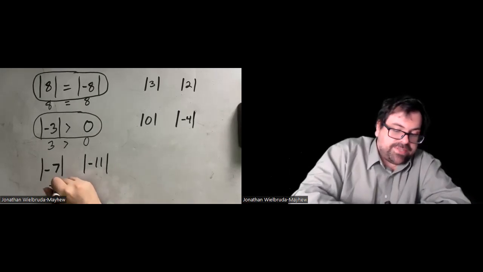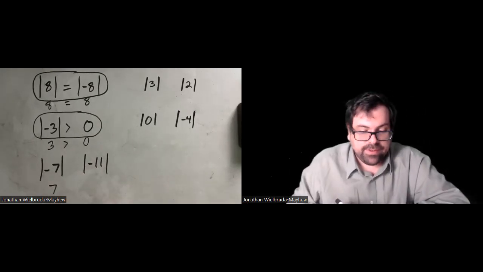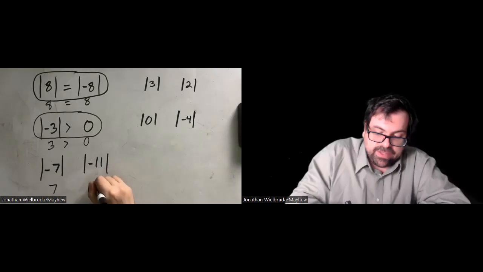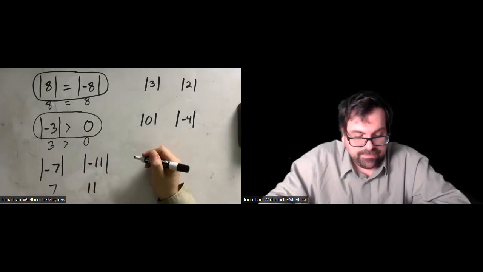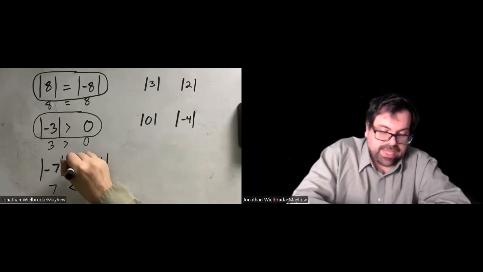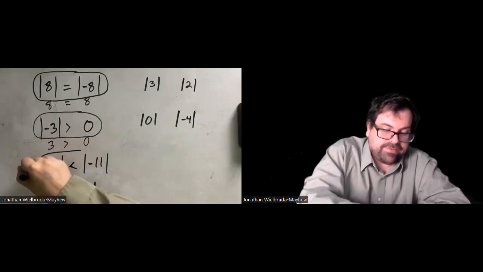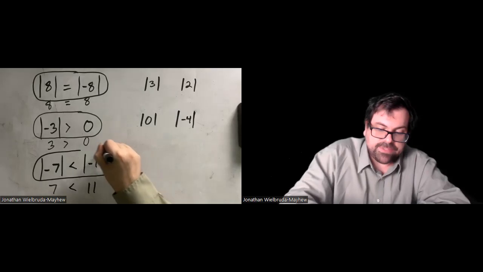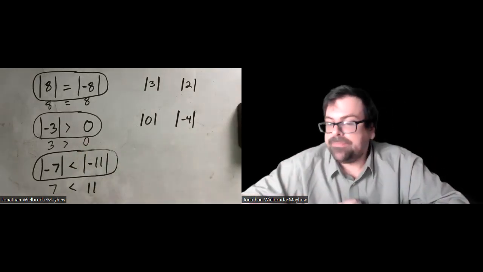Absolute value of -7 is +7. Absolute value of -11 is +11. 7 is less than 11. So the absolute value of -7 is less than the absolute value of -11.